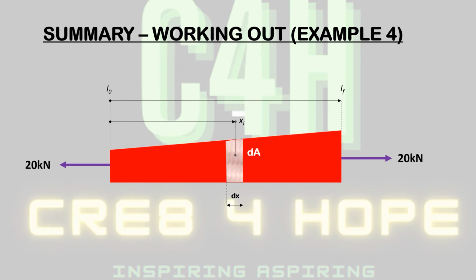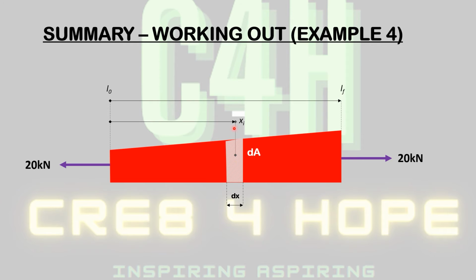So to summarize this particular problem, here again is a diagram representing the problem. So we've got 20 kilonewtons acting on the bar to cause the bar to elongate. We've also established some boundary conditions. So at 0 extrusion of the bar, we're going to assume that to be L0, which will be equal to 0. And the full extruded length of the bar, we're going to assume that to be L subscript F, so that'll be equal to 10 centimeters.